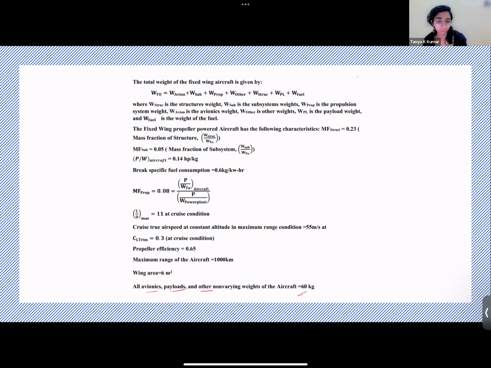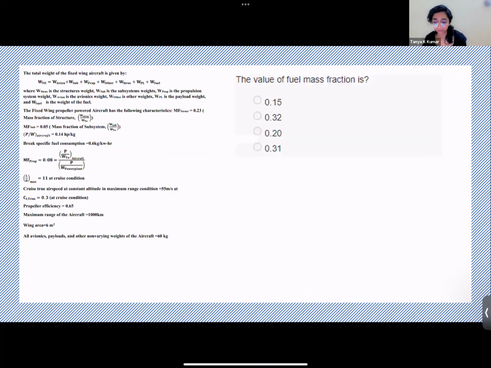They've given you CL trim. They've given you propeller efficiency. Maximum range of the aircraft is given as 1,000 kilometers, and wing area is given as 6 meters square. And they're giving you the weight of avionics, payloads, and other miscellaneous weights to be 60 kgs. Okay, so now look at the question. The value of fuel mass fraction is. Try doing this by yourself and we'll do this. Just go through what all is given to you in the question and what is asked. Just read it carefully and maybe come up with an idea of how to solve it, and then we'll solve it together.